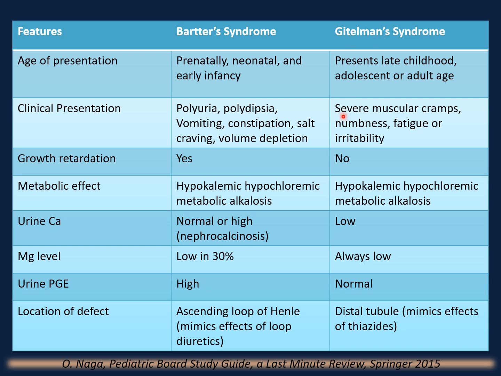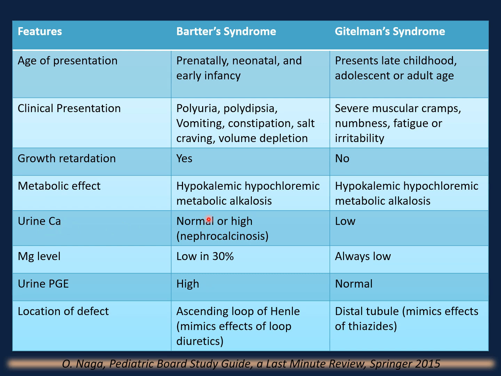In cases of Gitelman syndrome, they present with more muscular cramps, numbness, fatigue, irritability. Growth retardation is common with Bartter syndrome, is not with Gitelman's syndrome. Metabolic effect, they are the same: hypokalemic, hypochloremic metabolic alkalosis. Urine calcium is very important. The differentiating point between Bartter's and Gitelman syndrome is normal or high.